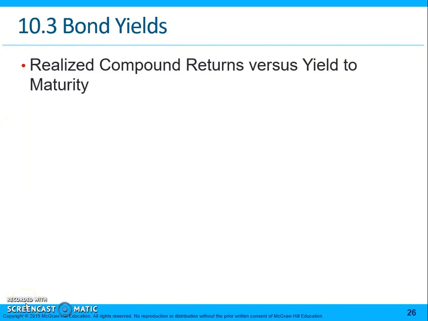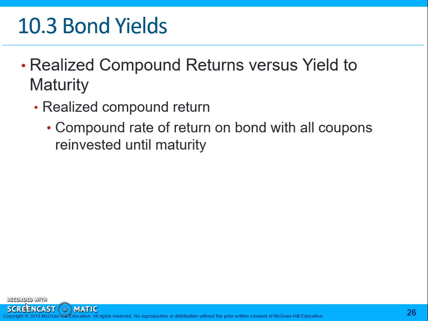More on bond yields. Realized compound returns versus yield to maturity. The realized compound return involves reinvestment. It's the compound rate of return on the bond with all the coupons reinvested until maturity. When we calculate a bond price, it assumes that we are able to reinvest at the yield on the bond. It's just a necessary assumption for calculating the price.